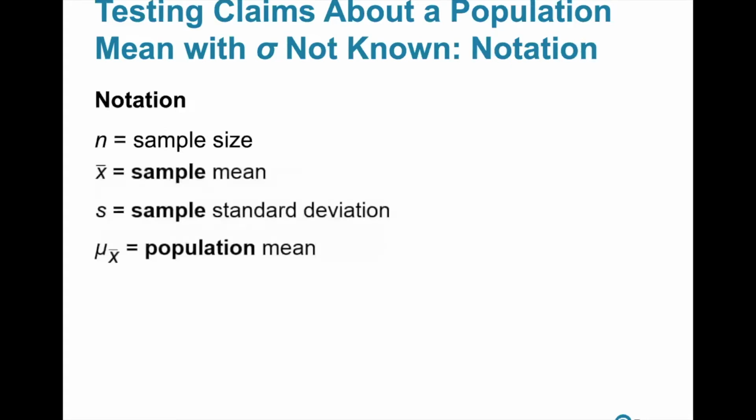To review the notation we'll be using, n is the size of the sample, x bar is the sample mean, s is the sample standard deviation, and we will use mu sub x bar or possibly just mu for the population mean. Remember, mu sub x bar, which is the mean of the sampling distribution, is equal to the population mean. So you can use either one of these.